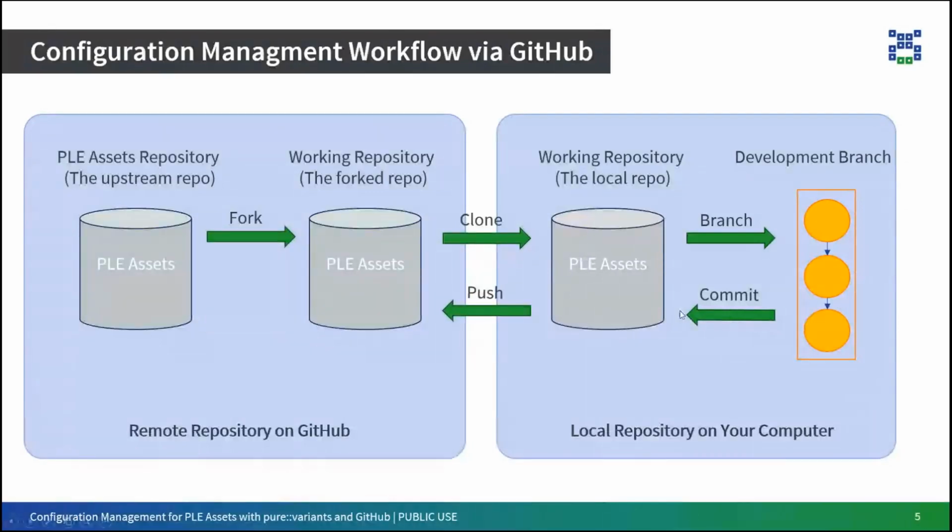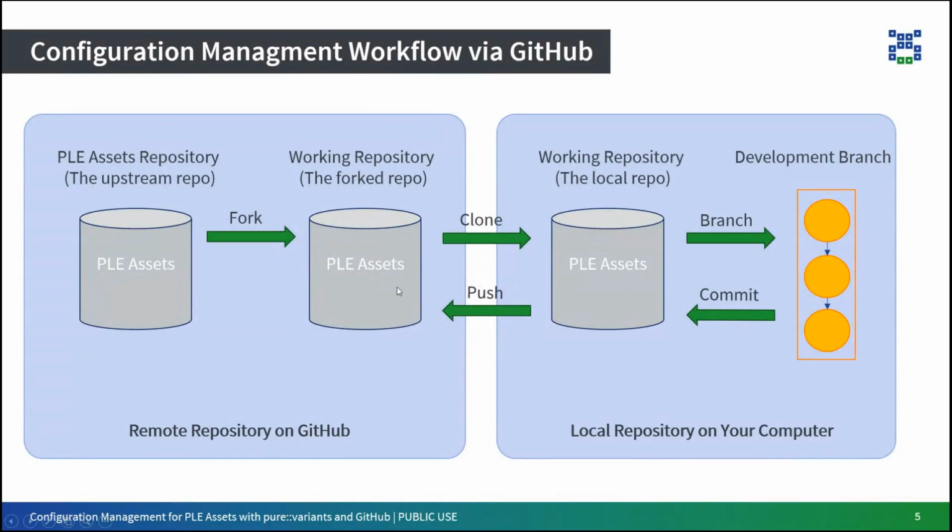So, and now you push the commits made on your local branch in your local repository to the forked repo. That is the remote repository on GitHub. And then the forked repo can also contain the development branch with the changes.